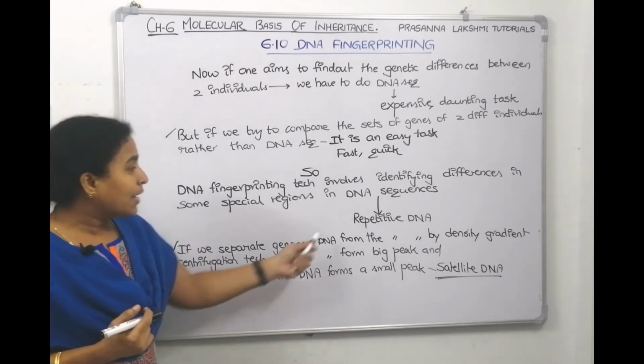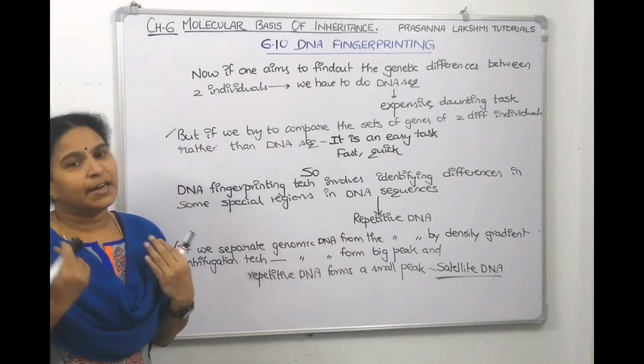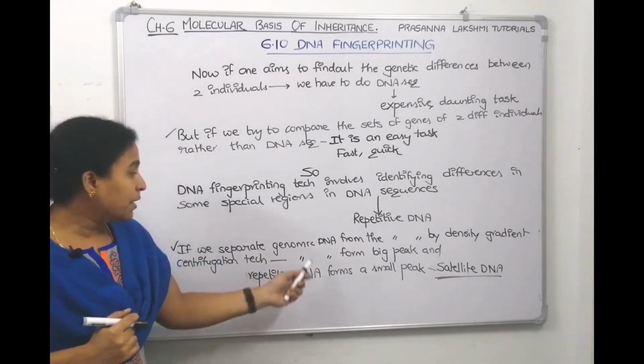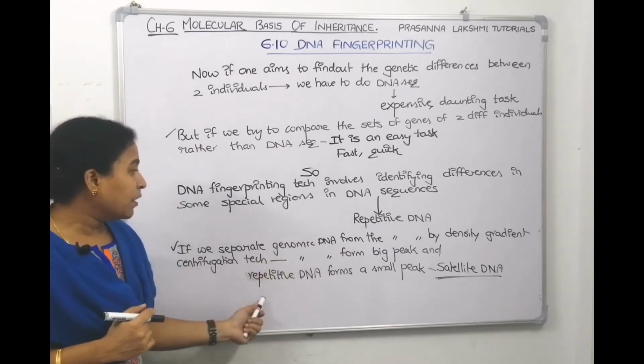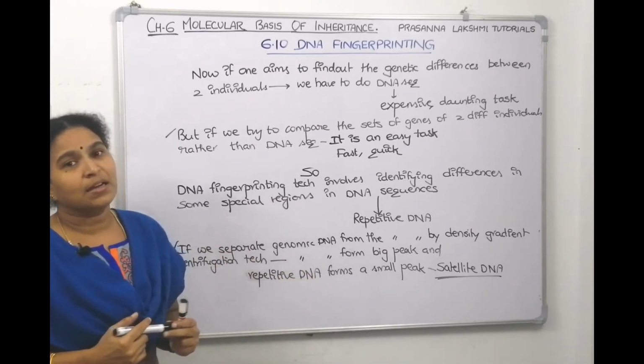Now, how can you separate this repetitive DNA? Go with density gradient centrifugation. The genomic DNA forms a big peak. The repetitive DNA forms a small peak. So that is why it's called satellite DNA.